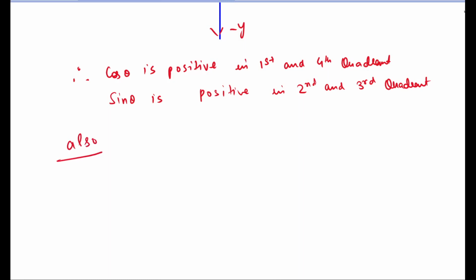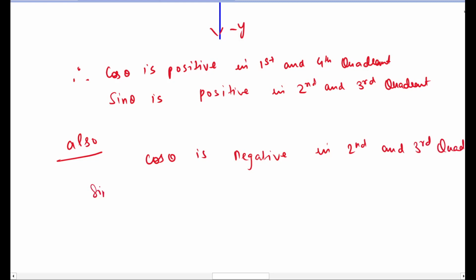Also, cos theta is negative in second and third quadrant, and sine theta is negative in third and fourth quadrant. This was about the sign of trigonometric functions in different quadrants. We can also find the sign of other functions by using trigonometry.